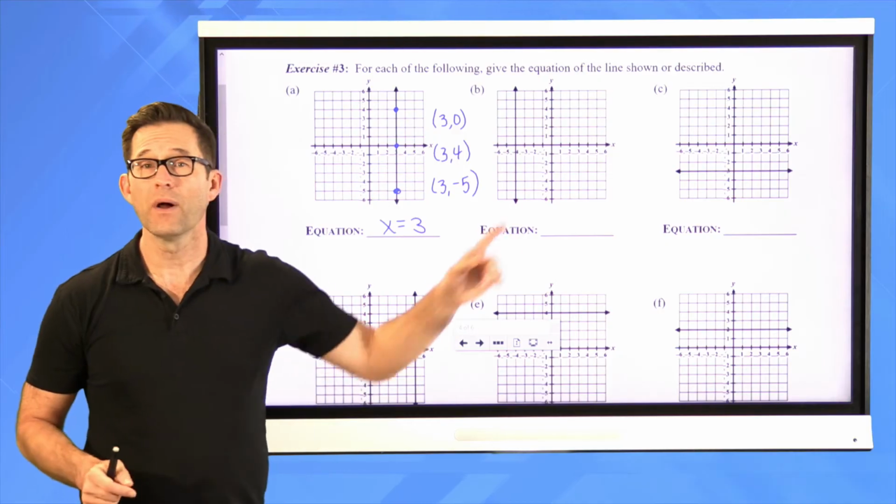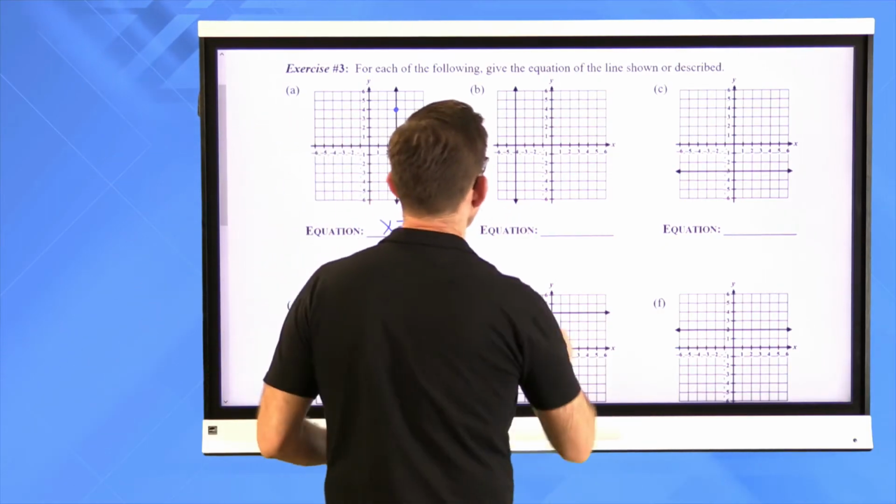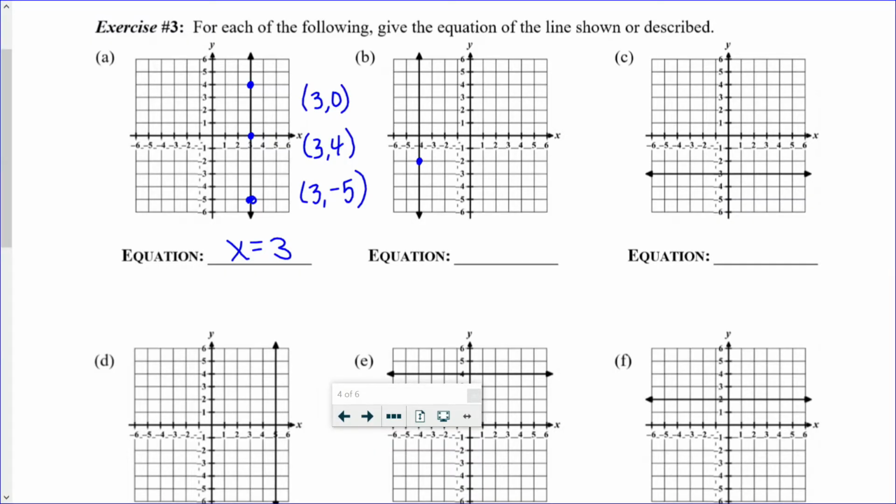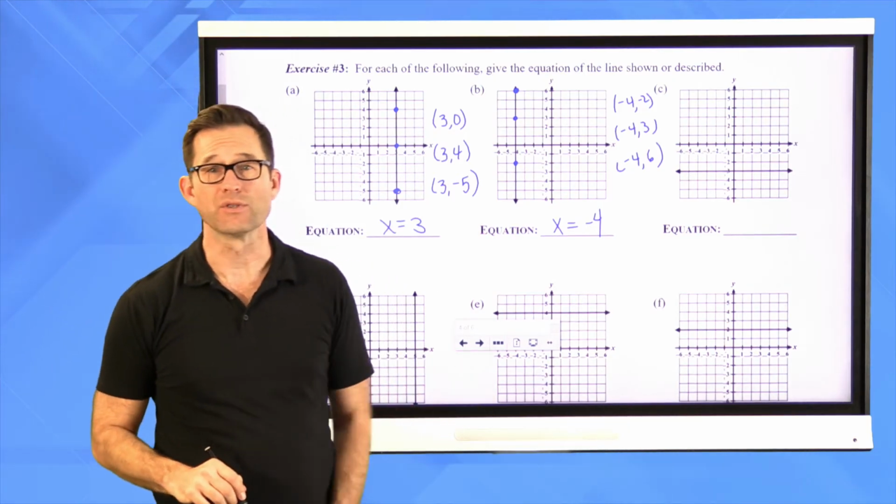All right, well, let me take a look at letter B. I'm going to do this point thing. I'm going to put a point here, maybe a point here, maybe a point up here. Let's see, those would be the points (-4, -2), (-4, 3), (-4, 6). Looks like every point there has x equals -4. So that's its equation, right?